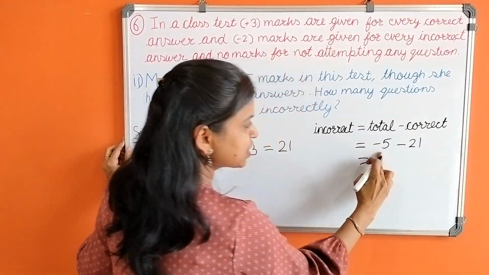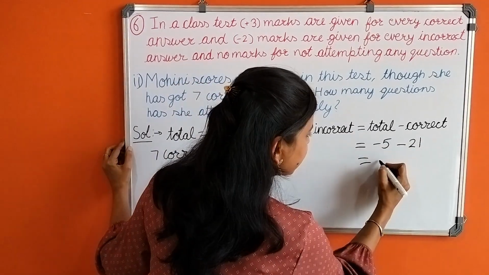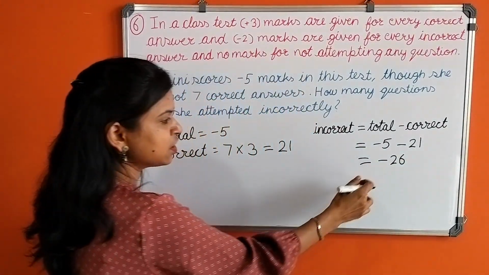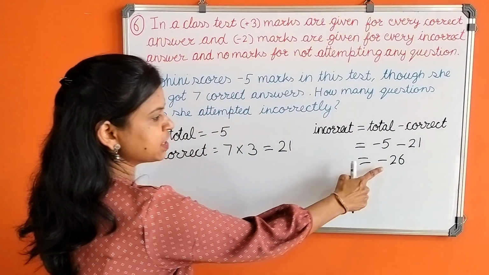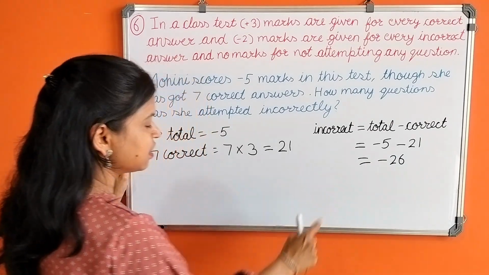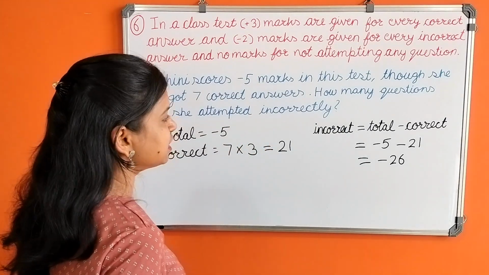Solve it. Minus 5 minus 21: both have the same sign, so we will add and the sign will be negative. 26 marks. So she has got minus 26 marks for incorrect answers. Now we have to find out how many questions she has done incorrect.